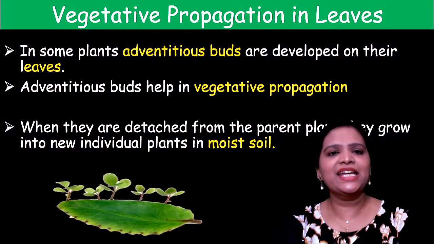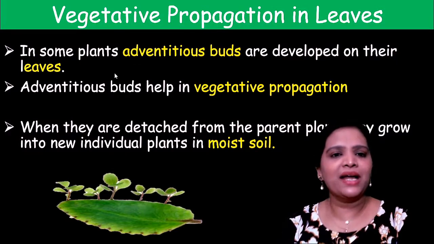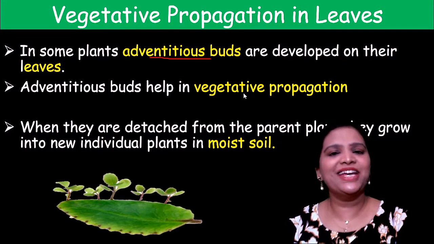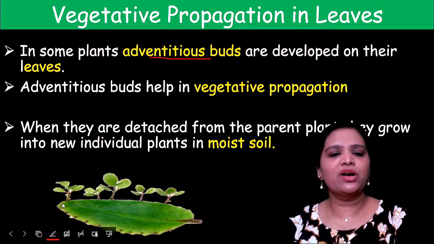The second category is vegetative propagation in leaves. Some plants develop adventitious buds on their leaves, so they help in their vegetative propagation. Okay, look at this picture. We have already seen this too.